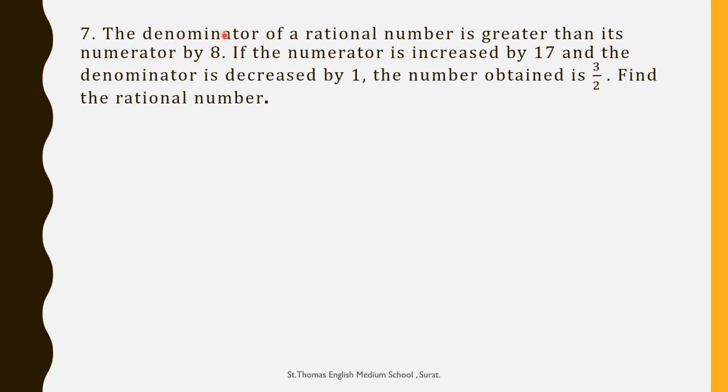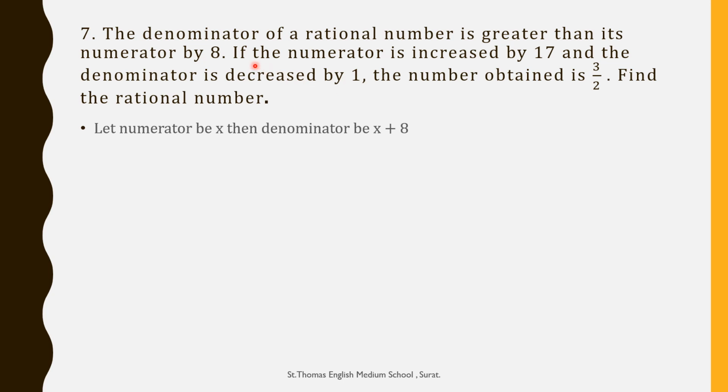So here denominator is greater than numerator by 8. Numerator is not given, so we can write numerator as x. We are just assuming let the numerator be x. So what will be the denominator? That is greater by 8. That means greater means plus. So denominator be x plus 8. It's clear? Let numerator be x, then denominator be x plus 8.